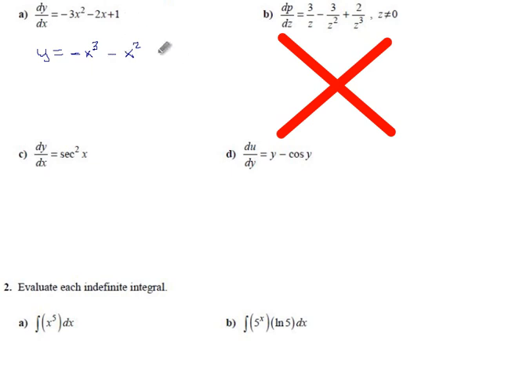Here we have x to the 0, so increase the power by 1, and you just get x to the 1. Divide by 1, which doesn't change anything. So that's our original function, mostly. Don't forget your c.